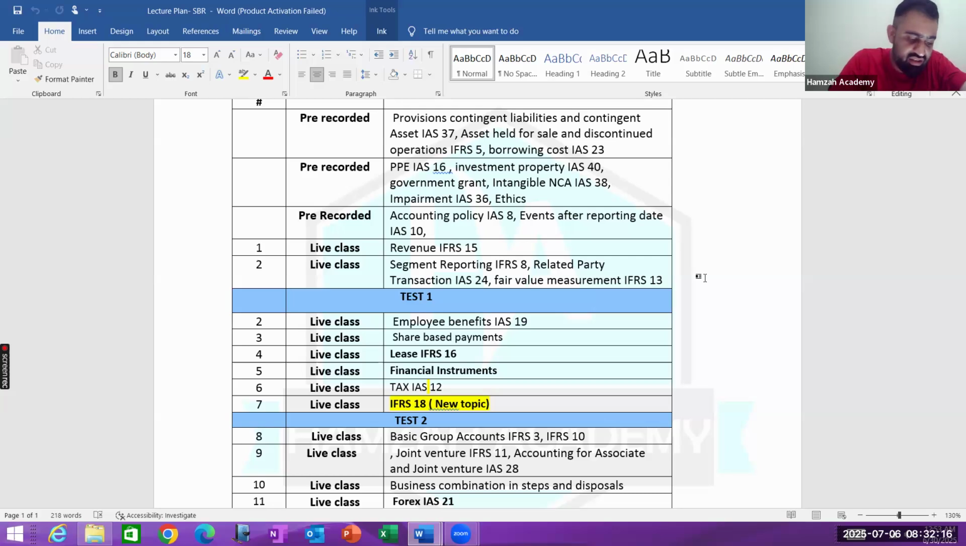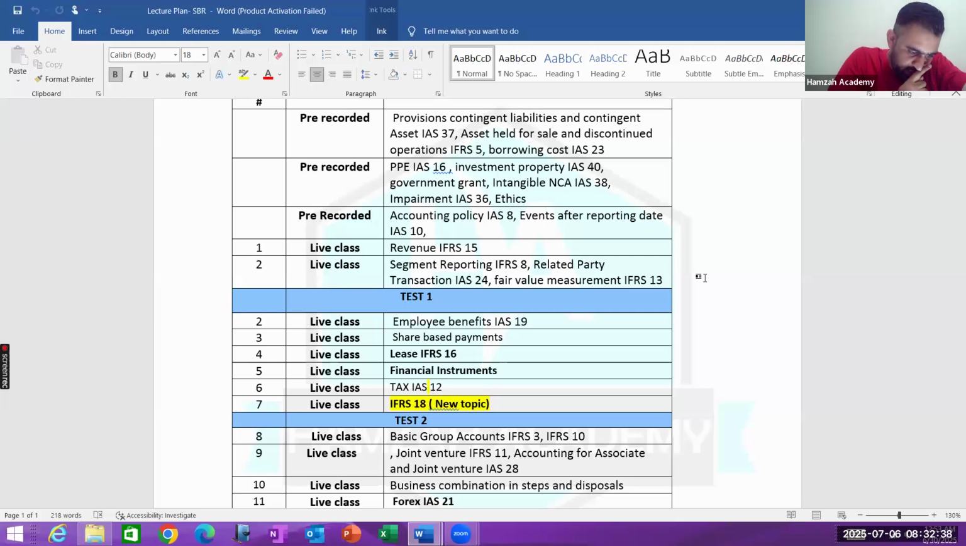IFRS 15 may take two or three lectures, because it is a very detailed accounting standard. So it would take maybe 5 credit hours.